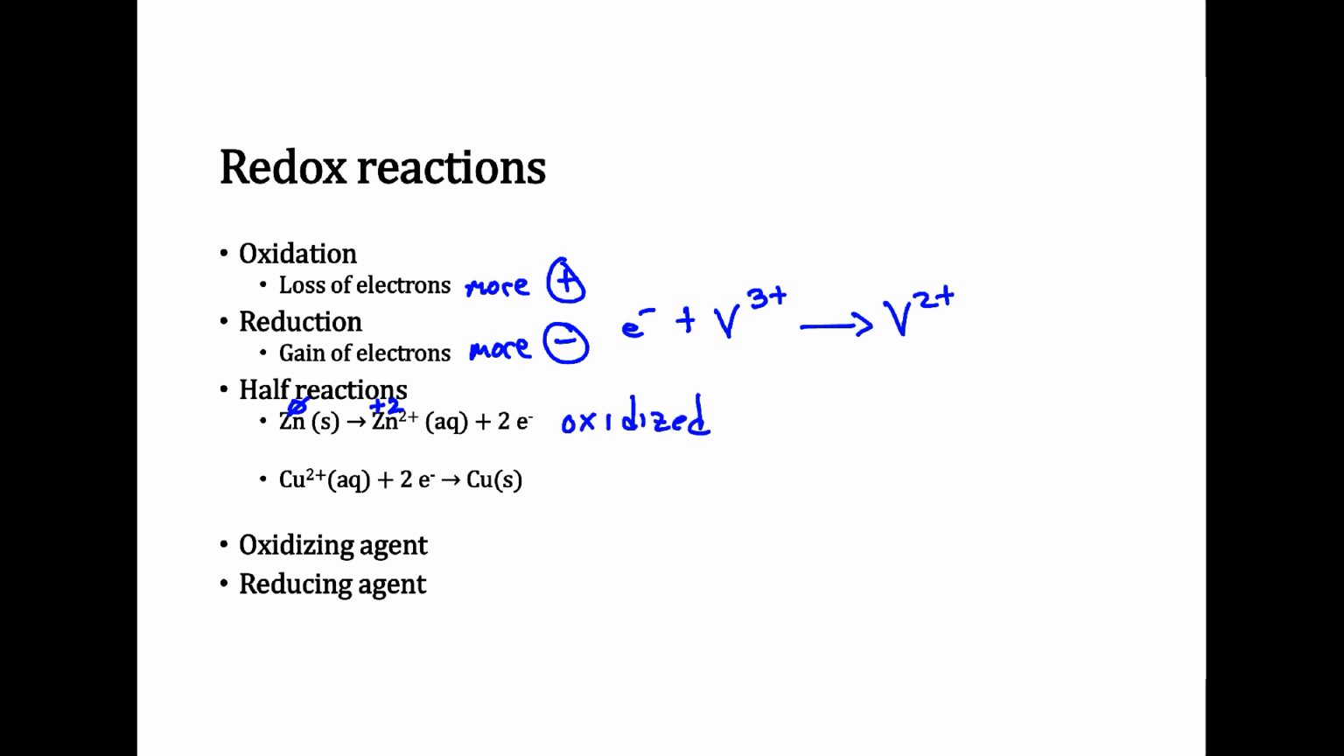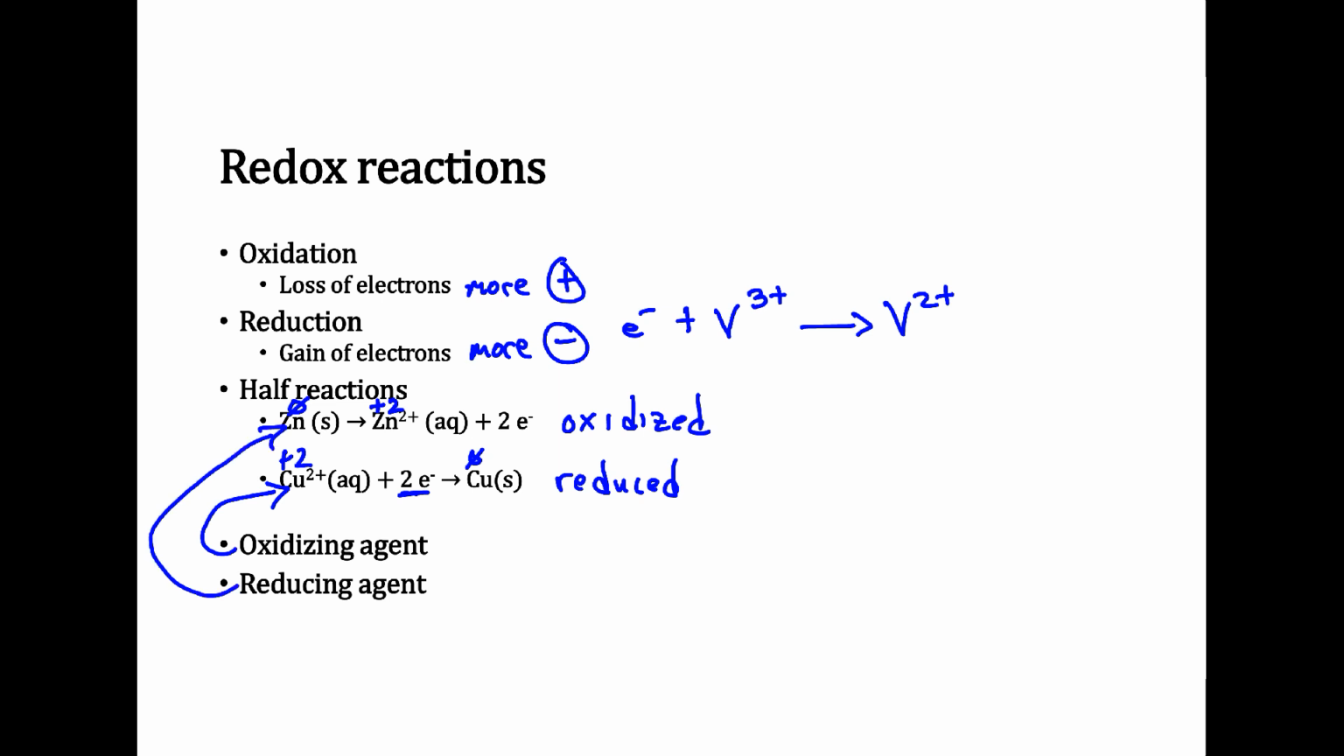Whereas with copper, you have copper 2 plus, and it goes on to gain 2 electrons and form copper with an oxidation number of 0. So here, it's gaining electrons, so this represents that copper was reduced. Another way that you may see this is in terms of the oxidizing agent or reducing agent. The oxidizing agent refers to what's actually being reduced, and the reducing agent refers to what is being oxidized.